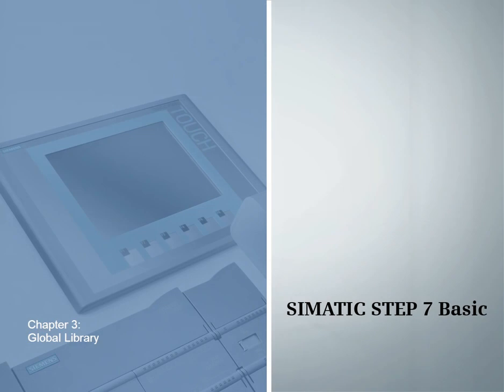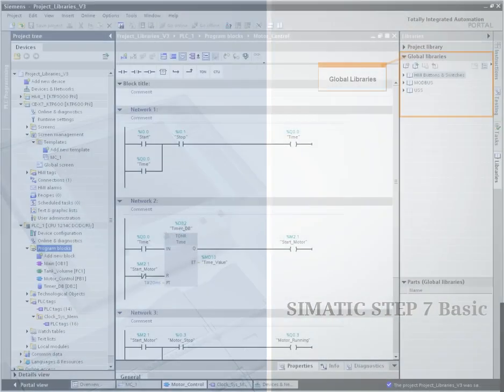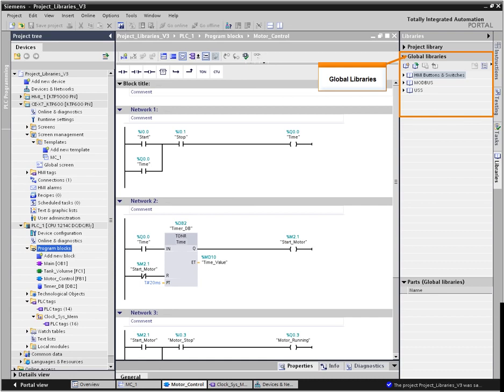Chapter 3, Global Library. You can create your own global library to store the objects you want to make available for use in other projects. Creating, changing, saving and transferring these global libraries is performed independently of the project. The library is saved in an independent file that you can save to your computer or network.